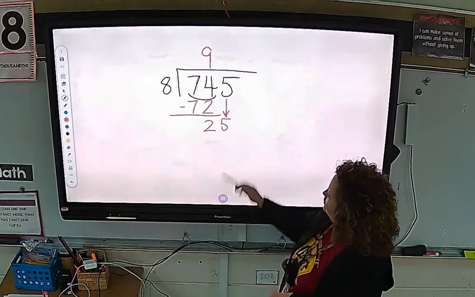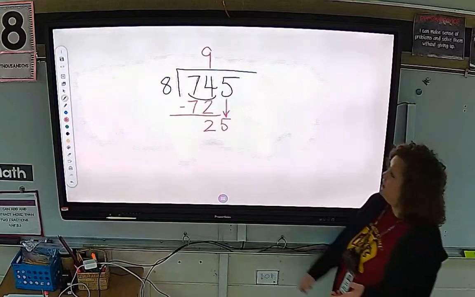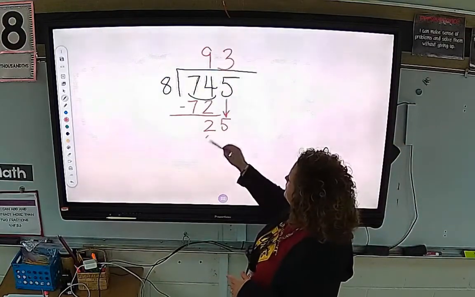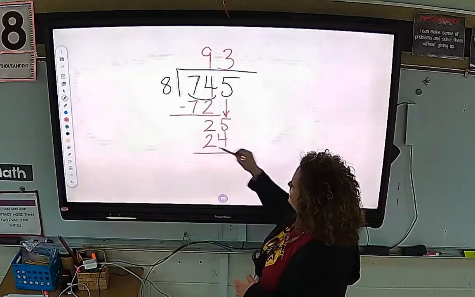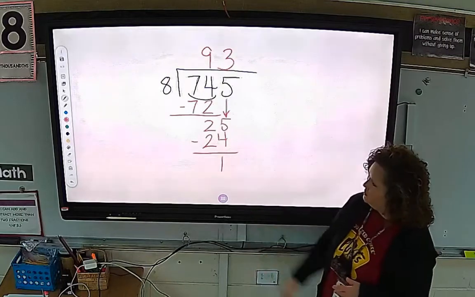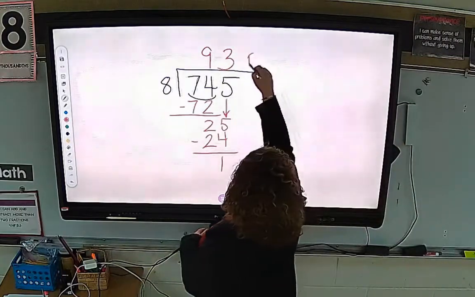So Martin, how many groups of 8 can I get out of 25? 3 is the most, yeah. So 3, 8 times 3 is 24. That's as close as I can get without getting too big. And when we subtract, we get 1 and nothing to bring down. So that 1 becomes the remainder.